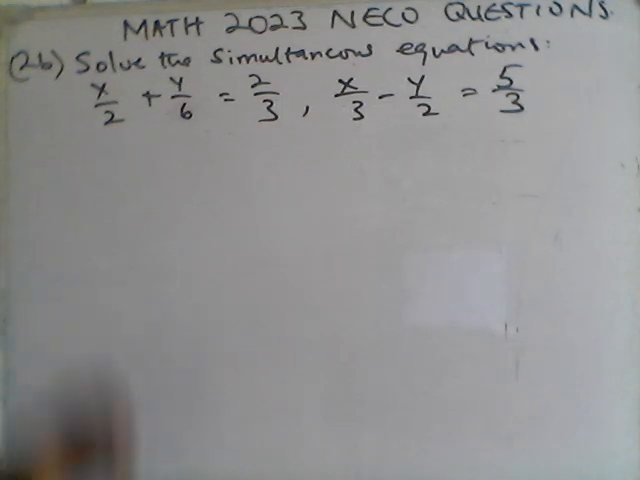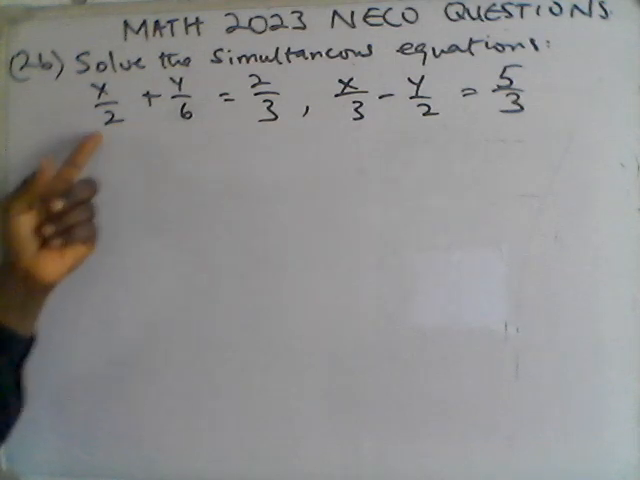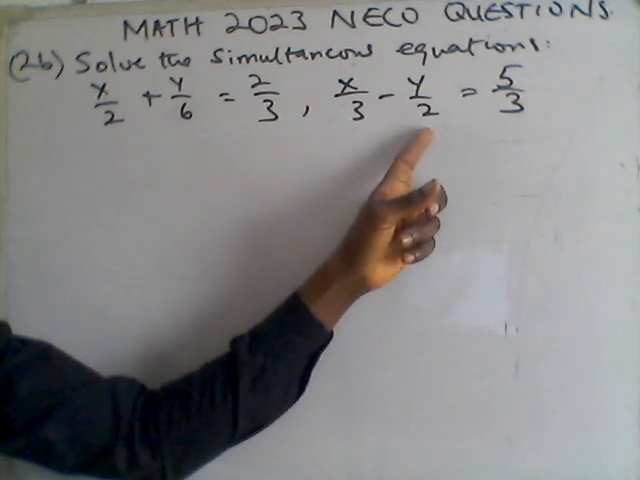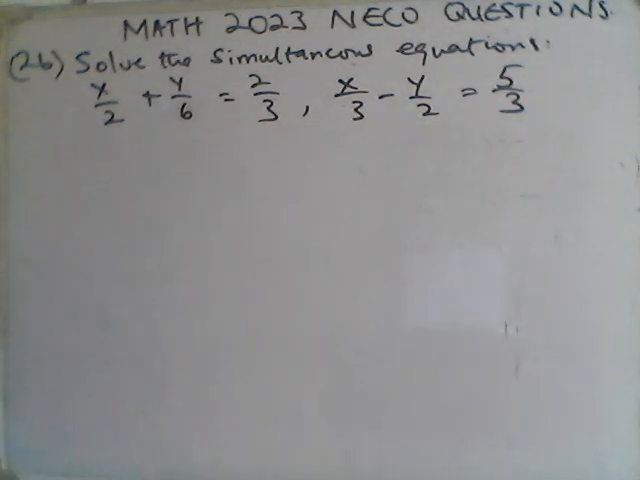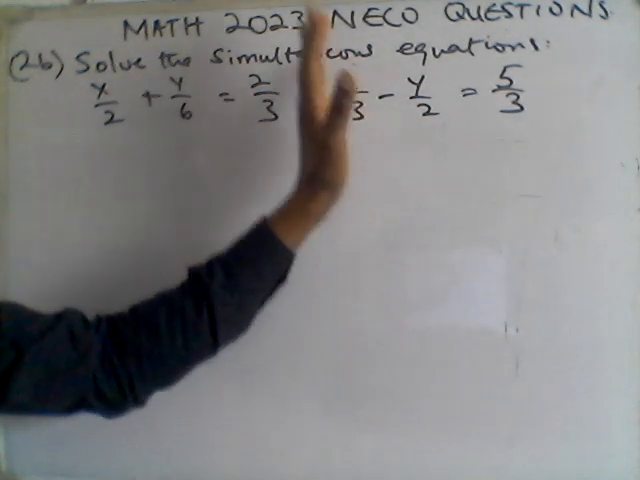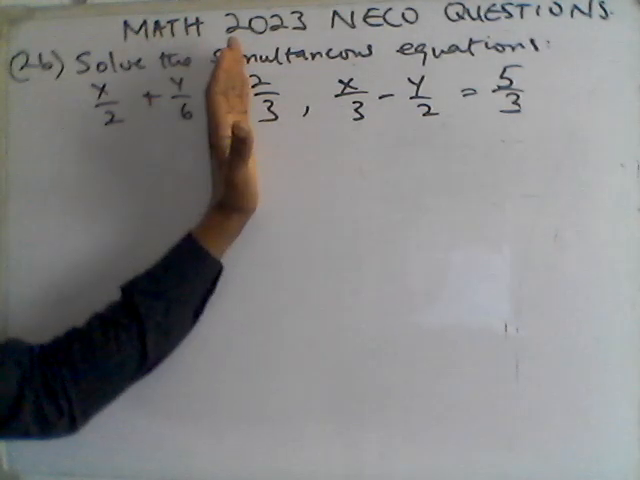Okay, so we have question 2b on the board. It says solve the simultaneous equations x over 2 plus y over 6 is equal to 2 over 3, and x over 3 minus y over 2 is equal to 5 over 3. So there are two equations with two variables, x and y. We will solve them at the same time. That's why we call it simultaneous equations. We'll solve them at the same time to get the values that will make x and y equal to this in one instance, and x and y equal to this in a second instance.